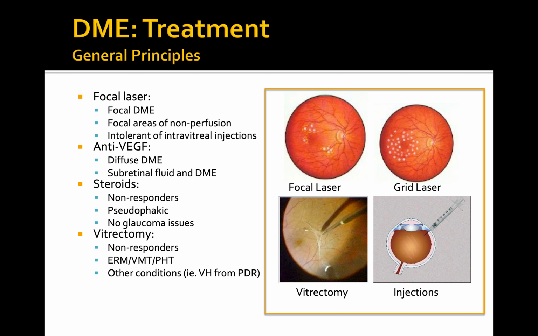Steroids can be utilized in those that don't respond to either one of the above treatment options, or as a primary therapy. Usually you want to treat, if you can, those that have already had cataract surgery, and certainly those that don't have advanced glaucoma. Vitrectomy can be considered in non-responders, in those that have traction, or if there's a need to do vitrectomy for other conditions such as proliferative disease or vitreous hemorrhage.